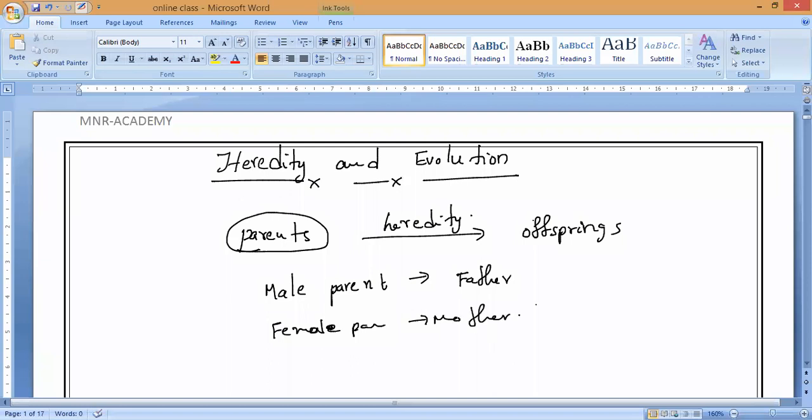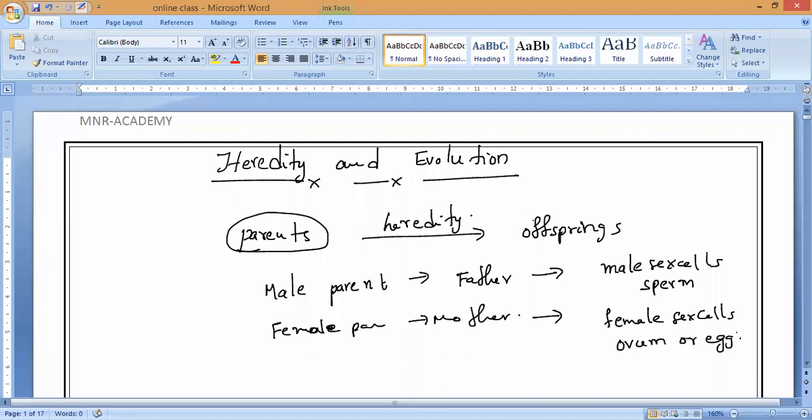Now, the male parent always produces male gametes. That is what we call male sex cells, which are sperms. And female gametes we call female sex cells. Another name for the female sex cells is ovum, or we can say egg.